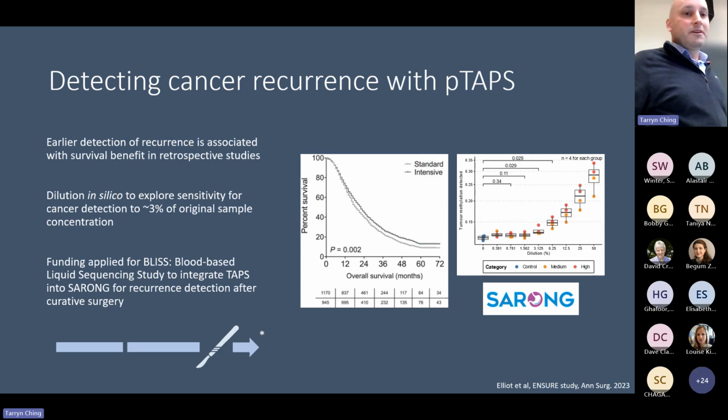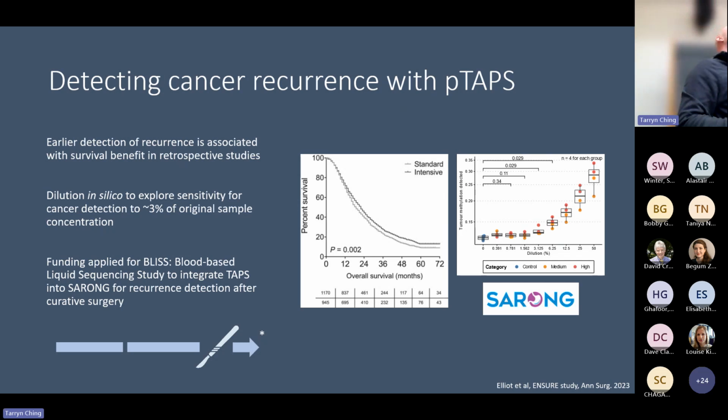And then just before I finish, this isn't quite related to immunotherapy prediction, but obviously the next question is can we detect recurrence afterwards? And Shiraz Markar is leading a major, now international study looking at recurrence detection with radiological imaging mostly. And what we're trying to do is build in TAPS as a method for cancer detection in the post-op phase. To do that, we've diluted our cancer samples in silico to see just how little cancer needs to be around for us to detect it.